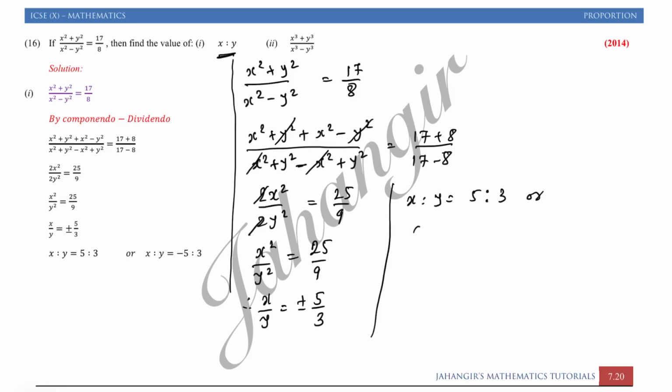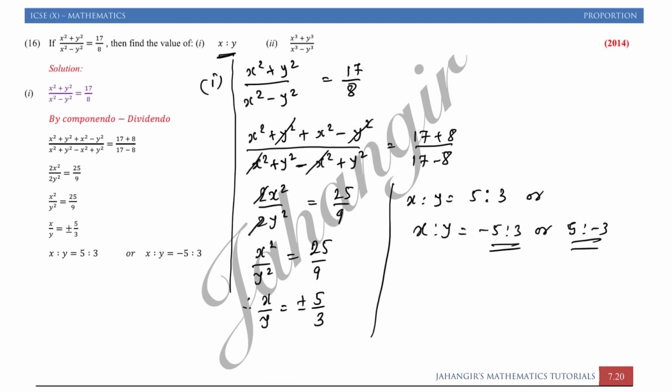Or x is to y is equal to minus 5 is to 3, or you can even write 5 is to minus 3. It doesn't make any difference. Now what we have to find, this was the first case. Second, we have to find x cube plus y cube.